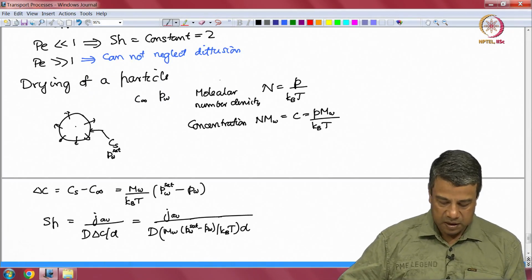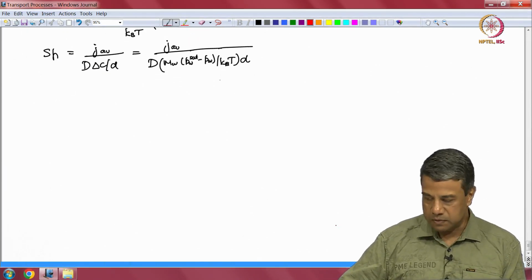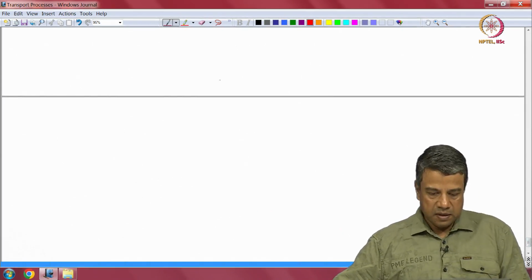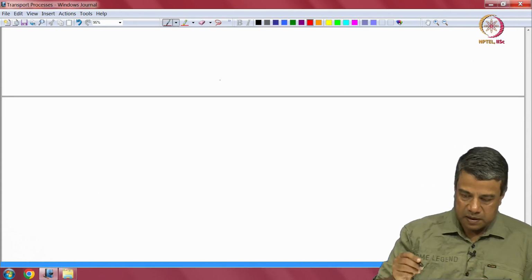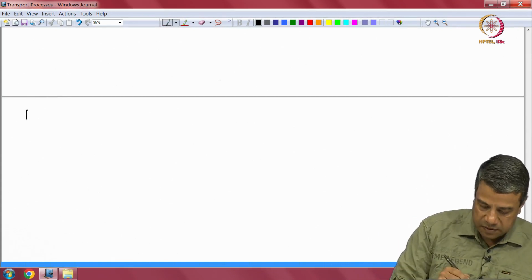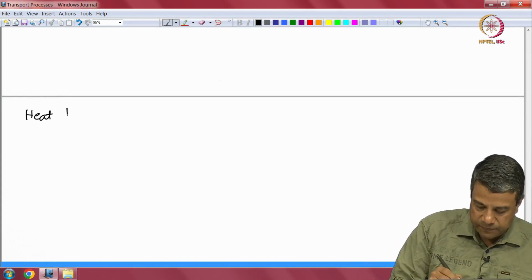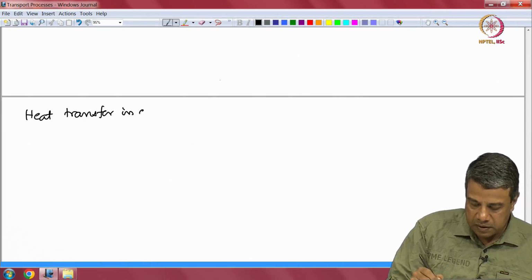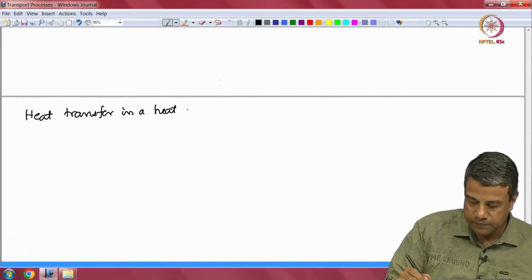And I discussed the extension of this to a drying particle. So, let me go on to the next problem, and that is heat transfer in a heat exchanger.